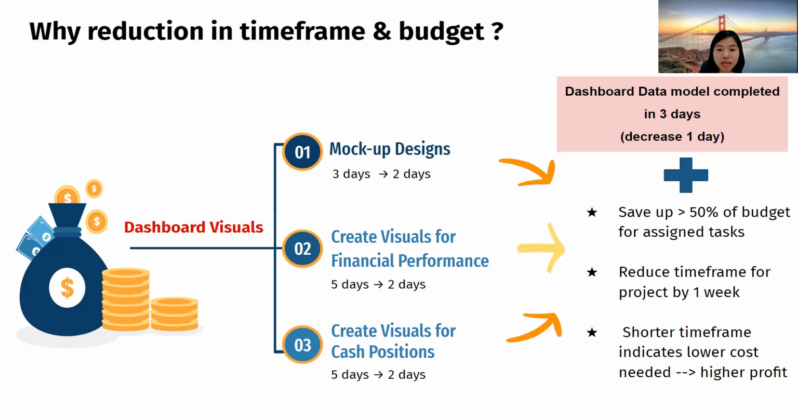Another noteworthy point in creating the visuals for financial performance and cash position is that our team used less than half of the time, whereby they only completed them within 2 days. All these efforts have contributed to more than 50% cost saving on the assigned tasks and a reduction of the project time frame by 1 week. From here, we can also know that with a shorter period used for completing the project, lower costs will be incurred and in turn lead to a greater profit.